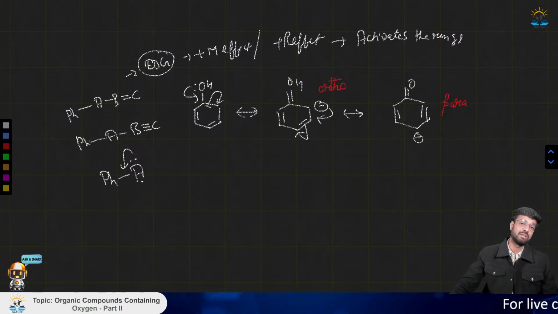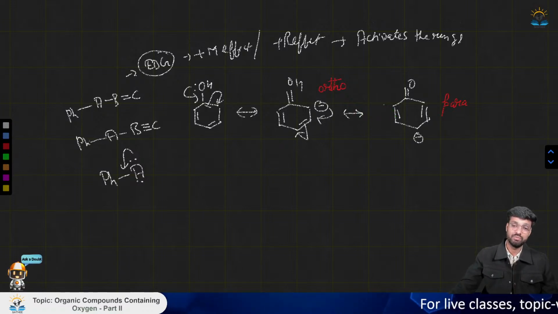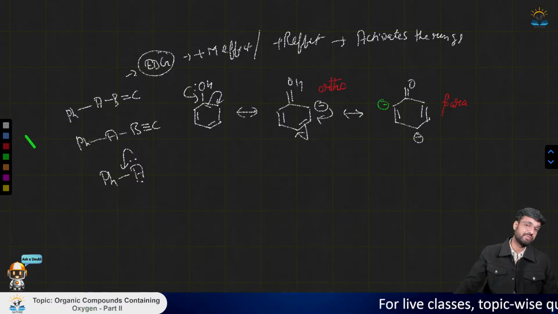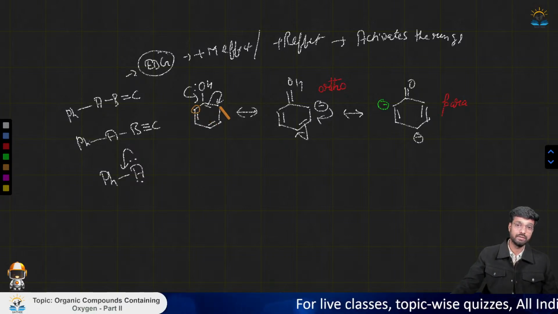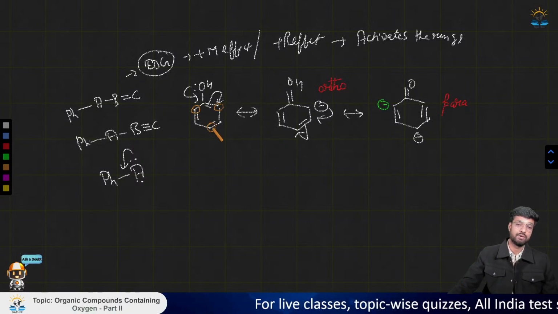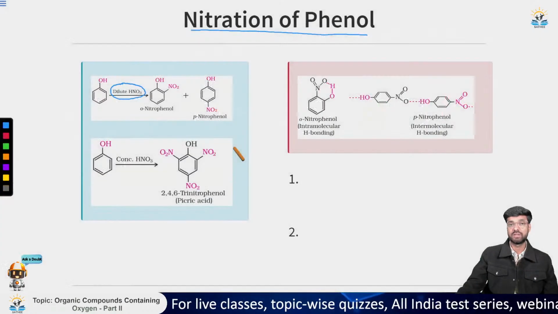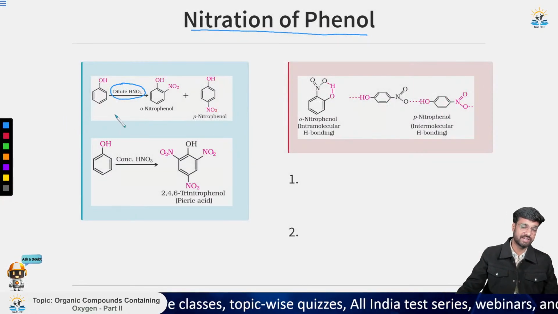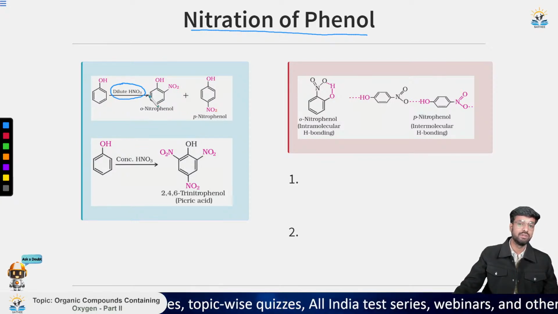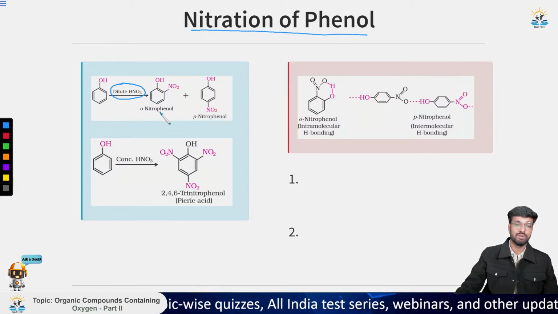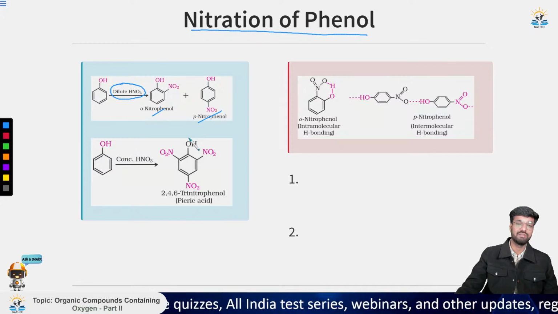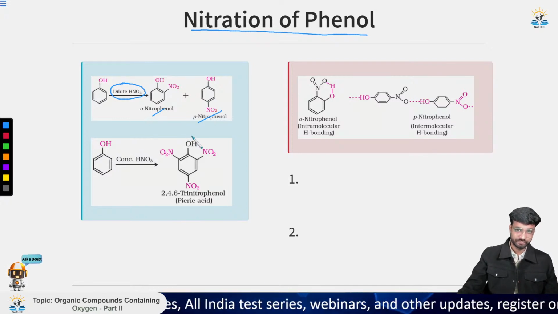On further movement, this lone pair will move back to this position here. So we have three positions, here, here, and here, out of which two are ortho and one is para. So accordingly, we will be getting our products. Now let us see the products. For dilute HNO3, we will get our normal products, that is ortho and para, in which para will be present in good amount.